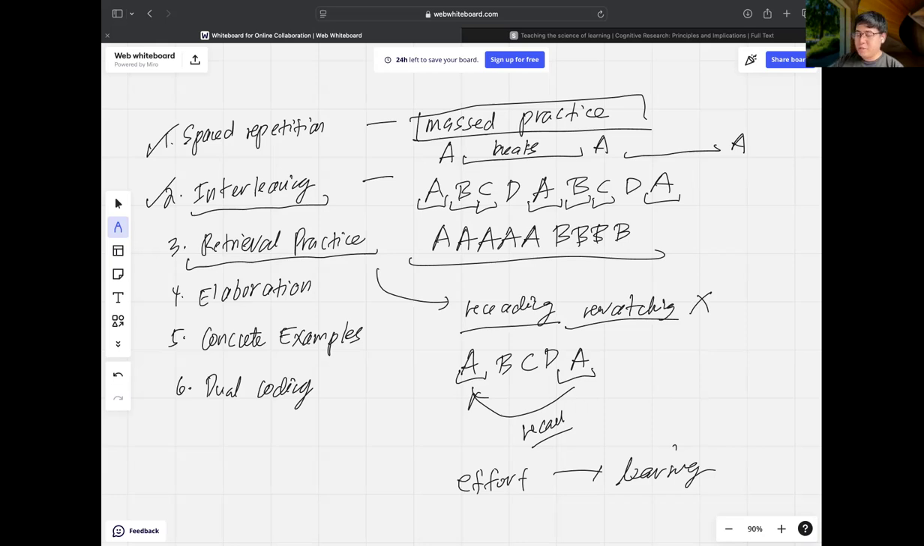Okay, let's go to number 4, elaboration. Now, again, needless to say, these things go hand in hand. So they support each other. So elaboration is like, if you're familiar with the Feynman technique, if you learn something, try to explain it to a 5-year-old.